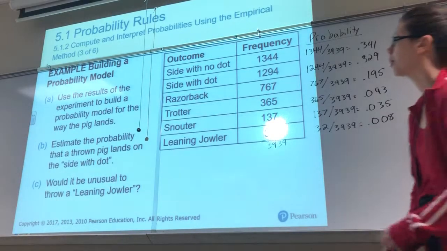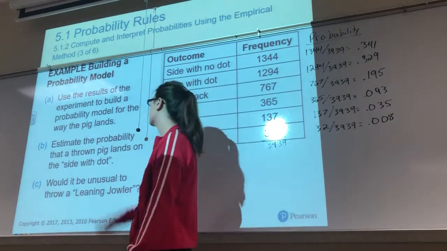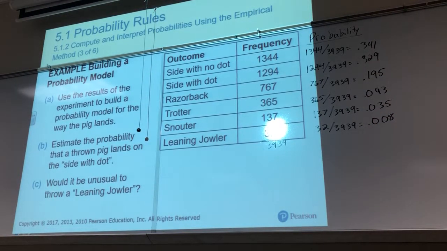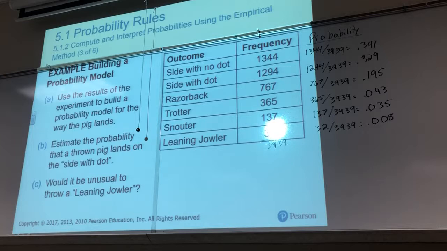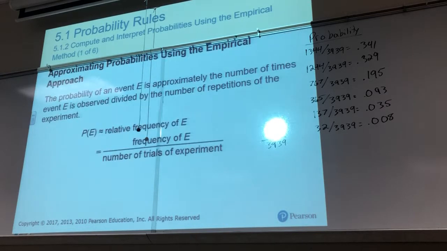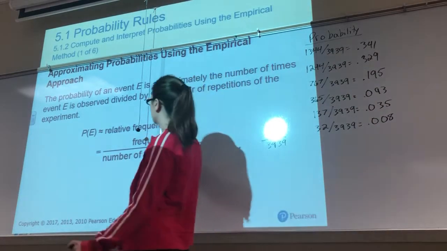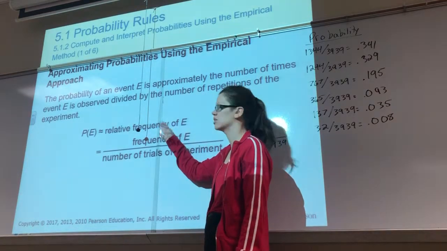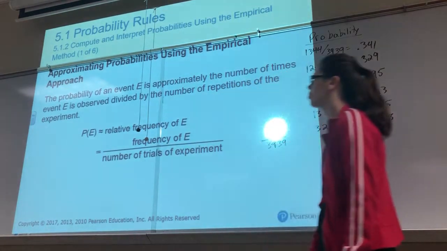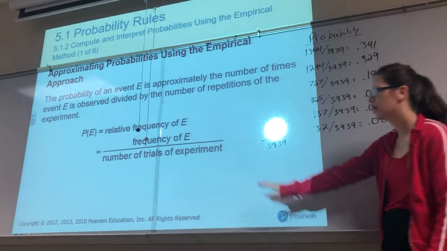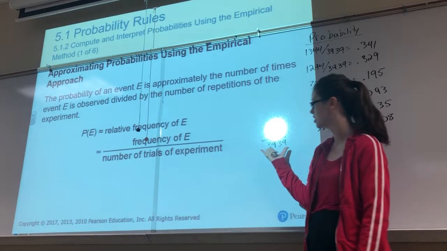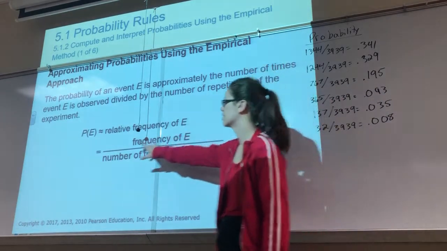All right, for part B, it says estimate the probability that a thrown pig lands on the side with dot. They say estimate because you can't really know for sure. If you look back at the formula we had, the probability is approximately equal to the relative frequency. That's going to be our estimate. It's not going to be exactly that; we don't know what it is. So when we use the empirical approach, it's always going to be an approximation. The more trials you have in your experiment, the better the approximation is going to be. So having a high n, which is a pretty big number, means this is going to be a pretty good estimate for us.